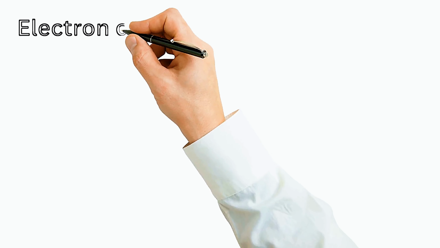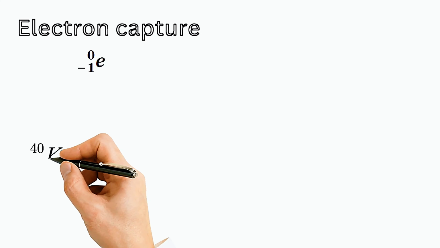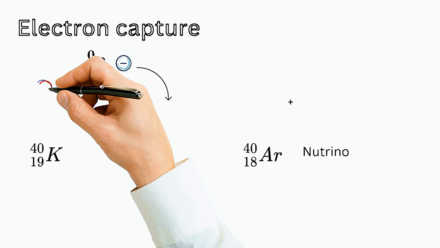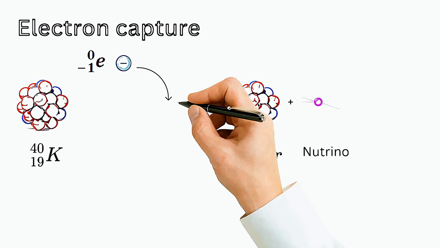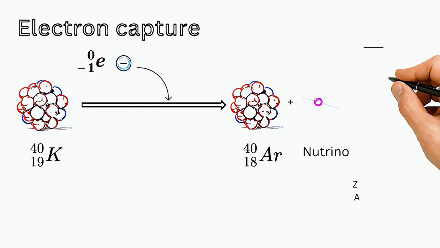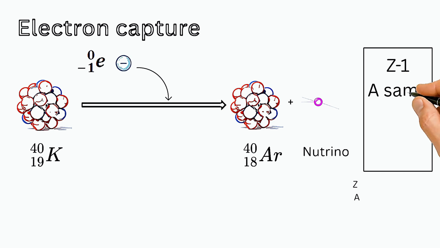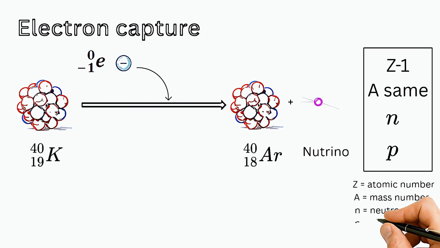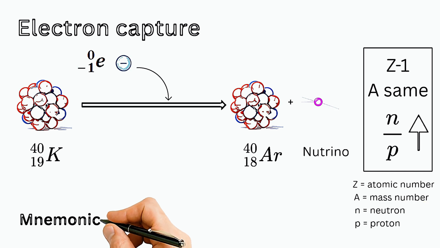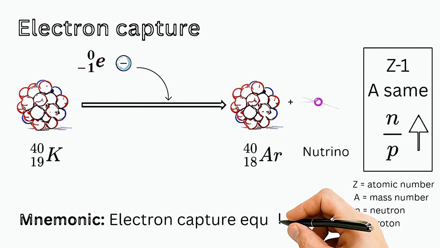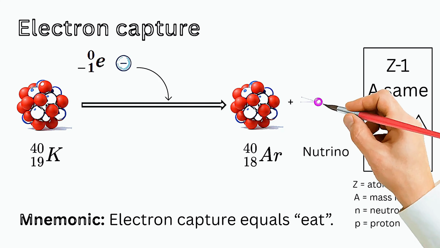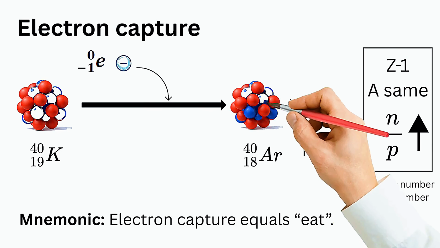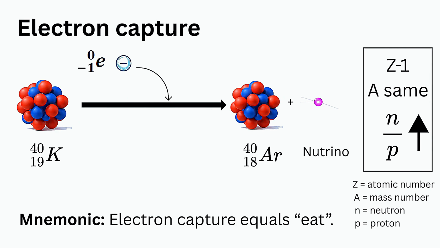Closely related is electron capture. Here, the nucleus captures an inner shell electron, combining it with a proton to form a neutron and emits a neutrino. Potassium-40 is an example, transforming into argon-40. Like positron emission, the atomic number decreases by 1, mass number stays the same, and the neutron-to-proton ratio increases. And just like positron emission, electron capture also happens in proton-rich nuclei. Mnemonic: electron capture equals eat. The nucleus literally eats an electron.